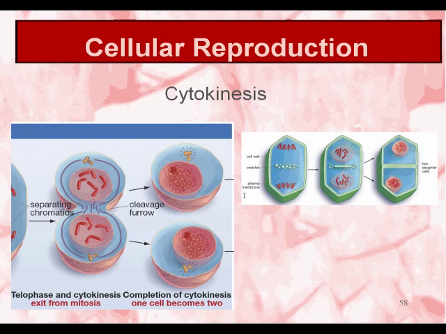In the animal cell on the left, the cell membrane is drawn inward until the cytoplasm is pinched into 2 nearly equal parts. In plants, the cell membrane is not flexible enough to draw inward because of the rigid cell wall. A structure known as the cell plate forms halfway between the divided nuclei. The cell plate gradually develops into cell membranes that separate the 2 new cells.